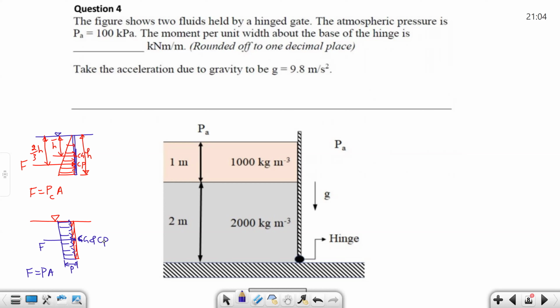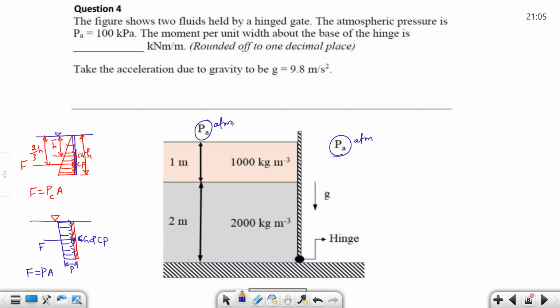So we wanted to find the moment about the hinge for the forces acting due to the water and the other two fluids. So for the pressure at both sides: this side the pressure is atmospheric, and the other side is also atmospheric. So the atmospheric pressure on both sides balances on the vertical gate, so you need not consider the force due to atmospheric pressure.